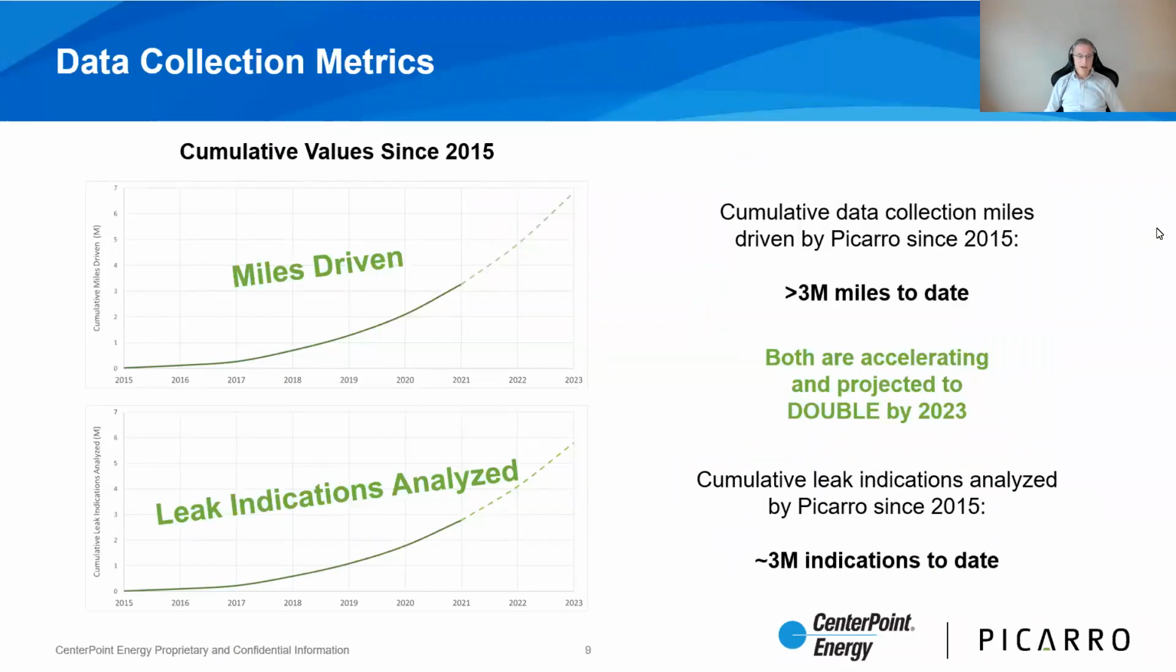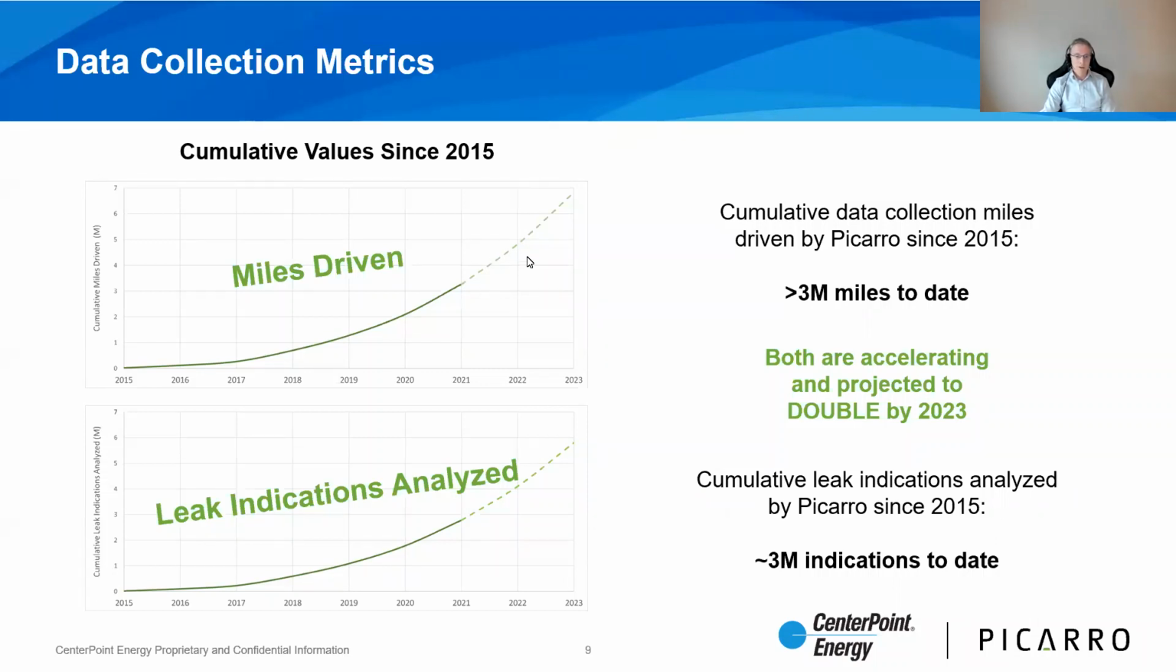So we've been doing this for a while, just to illustrate how much data we have collected. Since 2015, with our customers, we have driven well over 3 million miles of main worldwide. And in terms of leak indications, potential leaks that we've analyzed and detected, we are also at the 3 million mark. So this is a very large data set that resides in our data warehouse. And we're using this data set to continuously inform and improve our algorithms so we can do a better job in assessing risk and flow rates of our measurements.